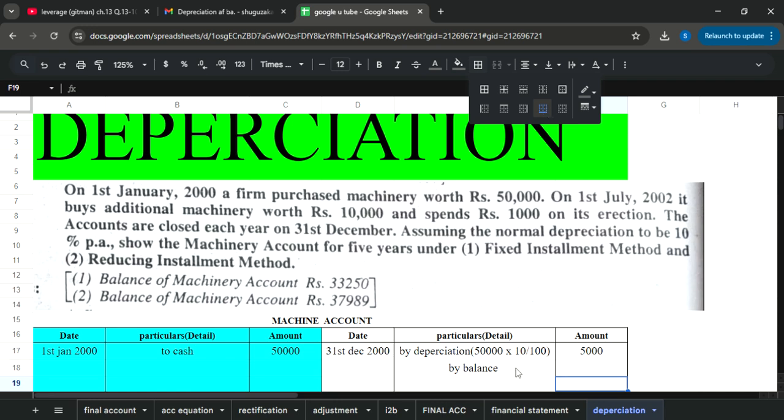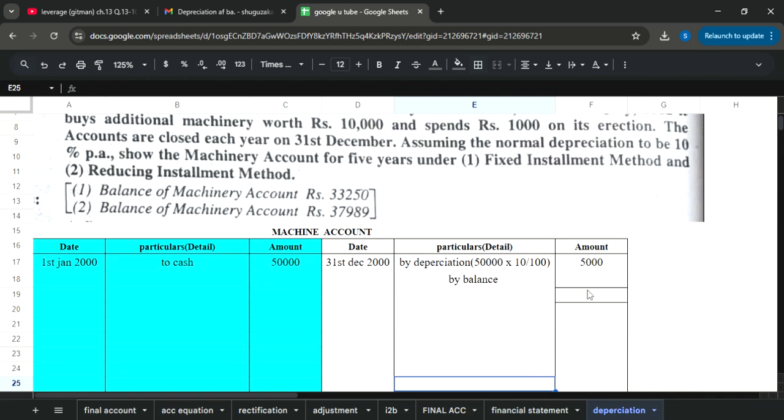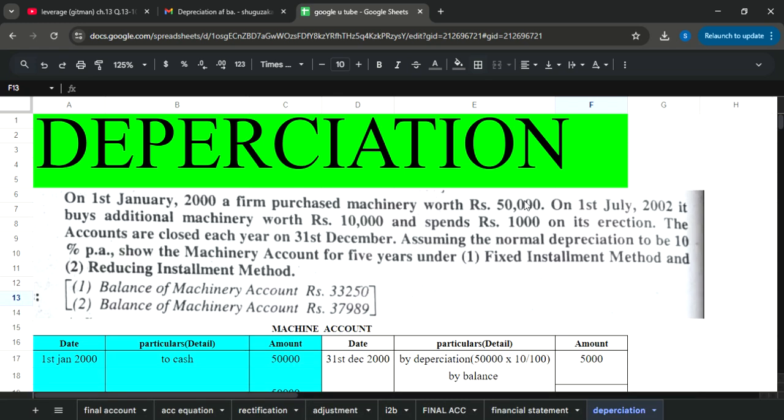Alright guys, so the total line is mentioned over here. Similarly, you will be writing total over here. The larger total would be written on both sides. So the larger total was 50,000 over here and 50,000 over here. You will be posting it. Why? Because the value of the asset was 50,000.